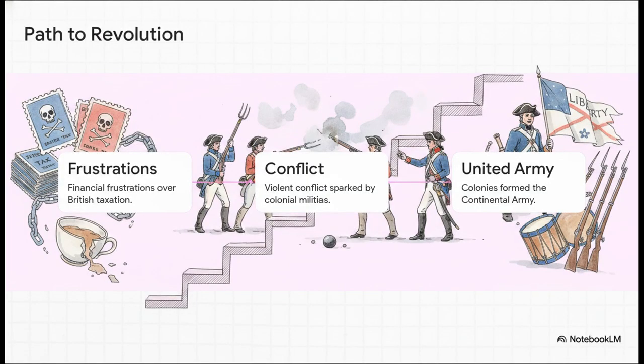And this created a really rapid cause and effect escalation. Step 1. Intense financial frustration. Well, that tension obviously didn't just fade away, right? It boiled over into Step 2, sparking outright violent conflict between local colonial militias and professional British soldiers. And then, that immediate, desperate necessity to just defend themselves forced Step 3, the formal organization of colonial defenses.